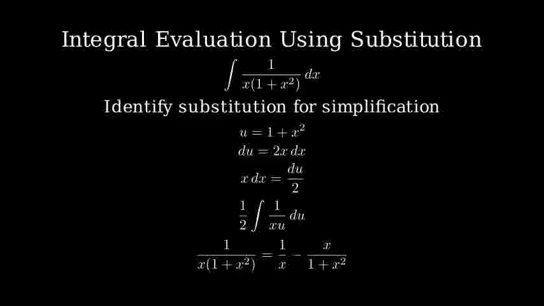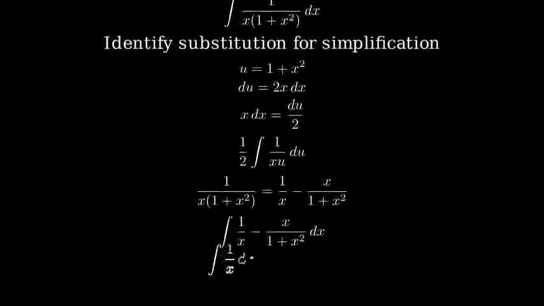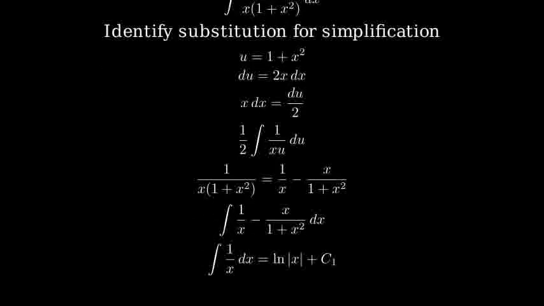With the integrand as 1 over x(1 plus x squared), we'll break it down as 1 over x minus x over (x squared plus 1). This breaks our integral into two separate pieces. Now we have two separate integrals to solve, the integral of 1 over x and the integral of negative x over (x squared plus 1).